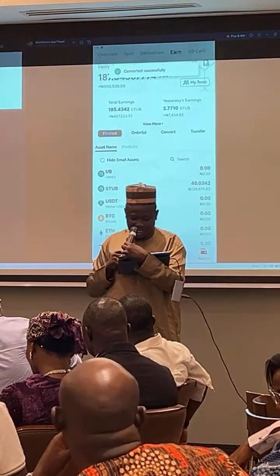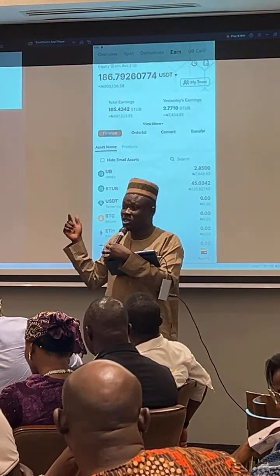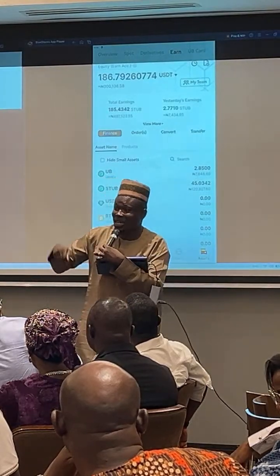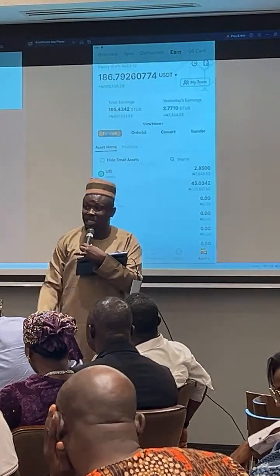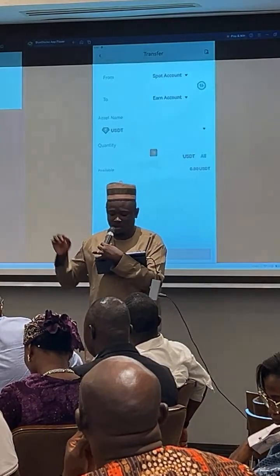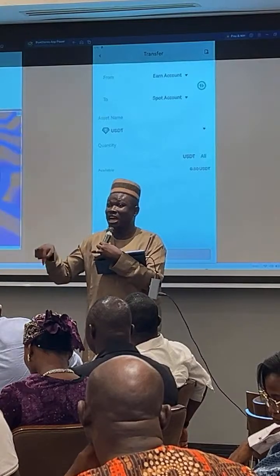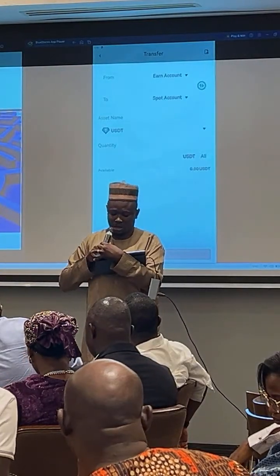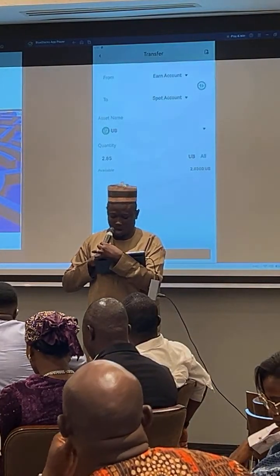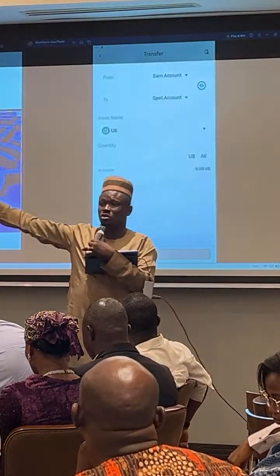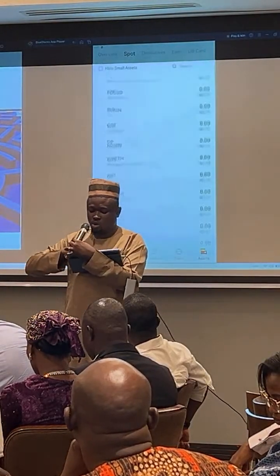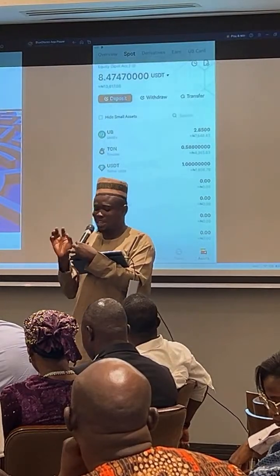Now, after we have converted it, we have it here as UB that we can now transfer to the spot. And the spot is where you can sell an asset or a token immediately. That is why it is called spot, on the spot. So now we are transferring it from the earn account to spot. We click UB, then we click all, then we confirm, and it goes to the spot account. Now we are on the spot account. We should get our UB ready to be sold in the market at market price.